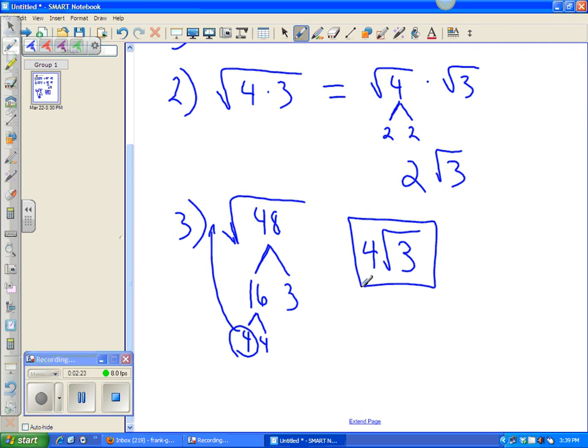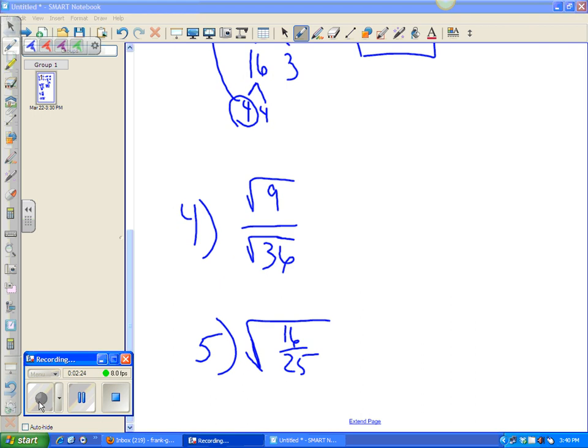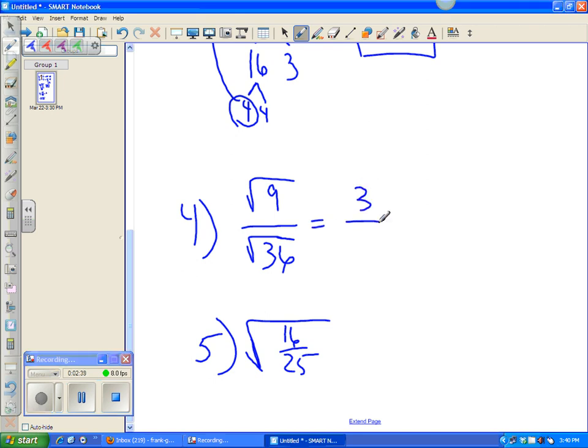Now we're going to do fractions. These next two are pretty similar. They're basically the same thing, but from different angles. So this case means the square root of 9 is 3 divided by the square root of 36, which is 6, because 6 times 6 is 36, which we simplify into 1/3. And here's my answer for the square root of 9 divided by the square root of 36.